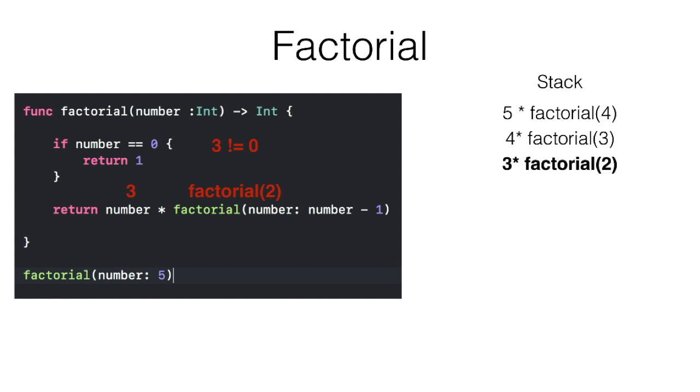Because that call is now waiting for the factorial of 2 call. Once again, we're going to pass in 2. 2 is not equal to 0, so it's not going to do anything. And then factorial of 1. And then this call is going to be added to the stack also.